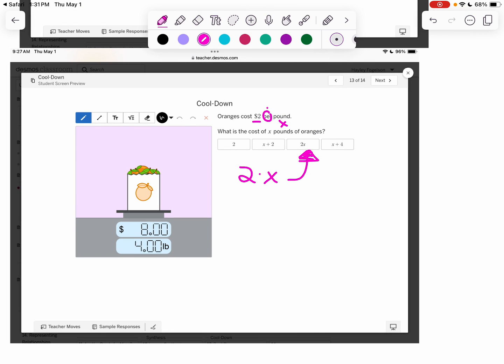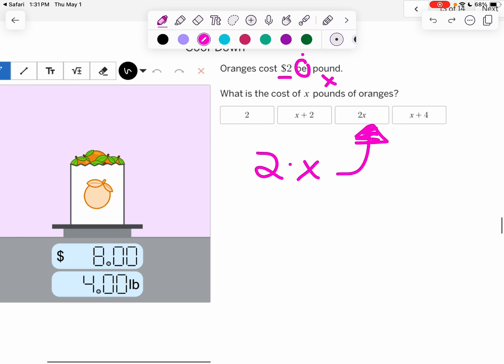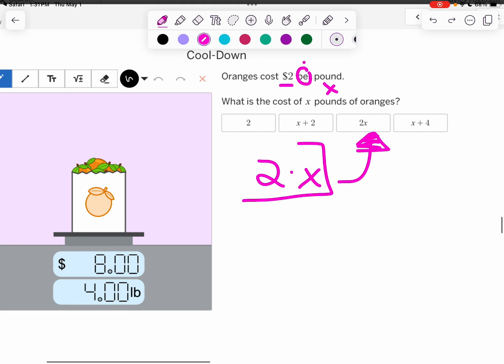So now your job is to fill in the worksheet. Remember, there might be some problems where you do have an X in your answer like this, and that is A-okay. That's totally fine. If you have a question, you can send me a message.